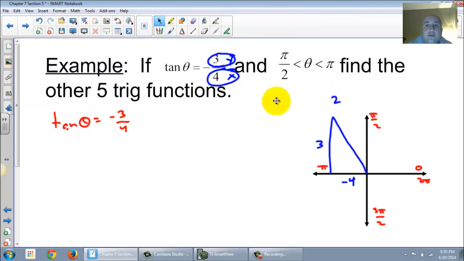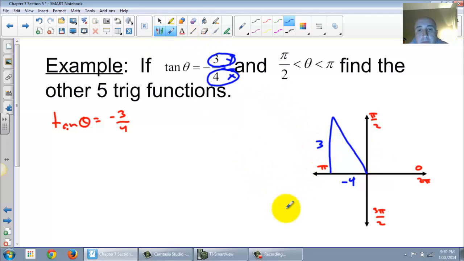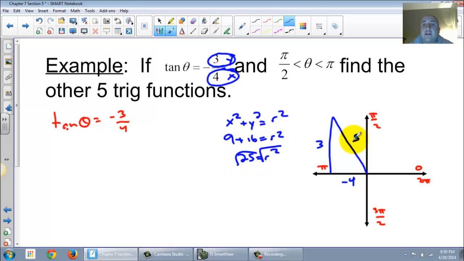Now the r value has changed because we're not necessarily on the unit circle. So let's figure out what our r value is. Remember, it's x squared plus y squared equals r squared. So 3 squared is 9, negative 4 squared is 16, equals r squared. 25 equals r squared, square root, r equals 5.